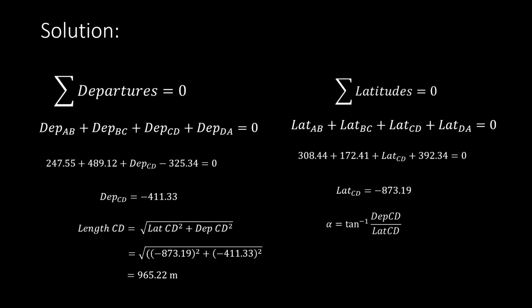To determine the direction, we calculate for alpha, which is the arctangent of the departure of CD all over the latitude of CD, and that gives us 25 degrees and 13 minutes in the direction southwest. Because the latitude is negative and the departure is also negative, it takes on a southwesterly direction. And so that completes our solution.